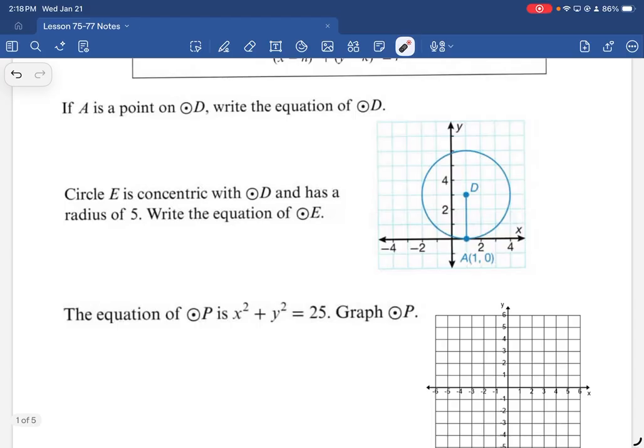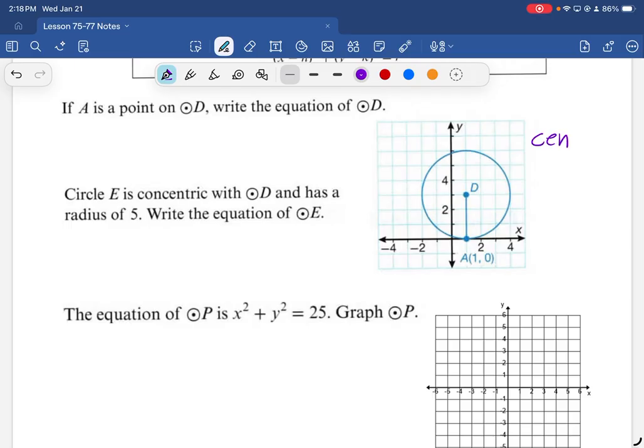It says right here, if A is a point on circle D, see right here, A is a point on circle D, write the equation of circle D. All right, the very first step you want to do is to write the ordered pair of the center of the circle. So, where is point D located? 1, 3. Very good. So, write this down, center, (h, k), and write down what y'all just told me. 1, 3.